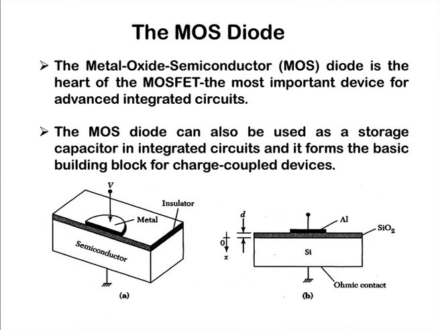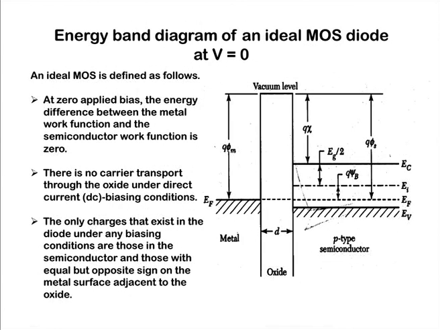Here you can see the 3D and cross section view of the MOS diode. In a MOS diode we have the metal, the oxide and the semiconductor, and generally the thickness of the oxide is a few nanometers. First we will see the energy band diagram of the ideal MOS diode at 0 voltage, so we have not applied any bias. In thermal equilibrium we will see the energy band diagram, and here we are talking about the ideal diode.